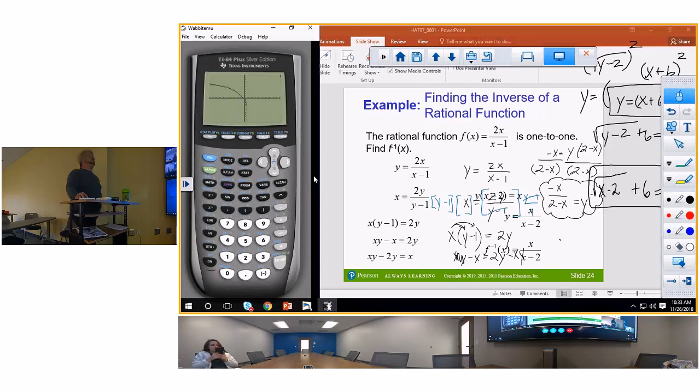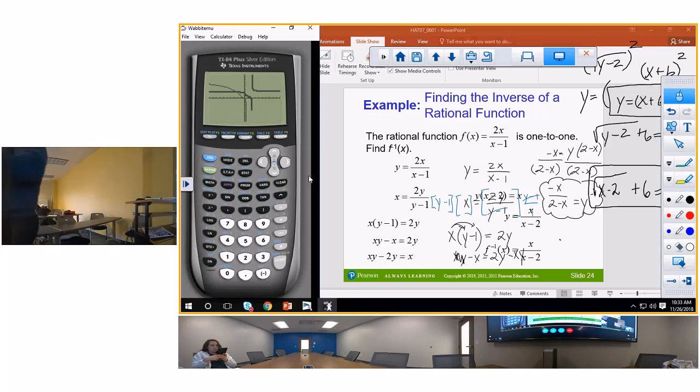There's the first one. There's the second one. Okay? And that's how that works. Now, how do you know what the vertical asymptote is? Set the denominator equal to what? 0. X minus 1 is equal to 0. The vertical asymptote is equal to 1. Okay?